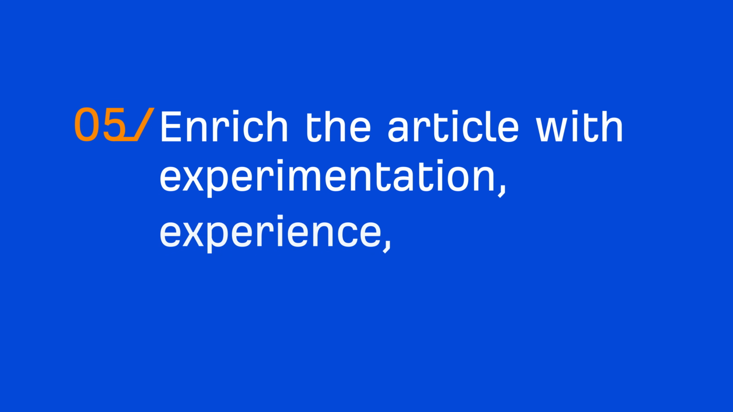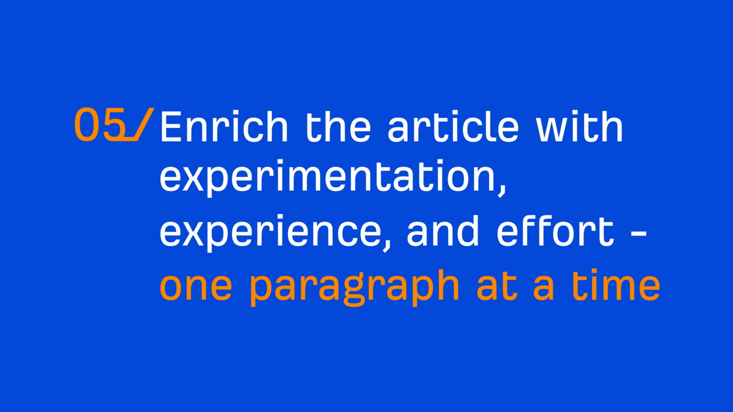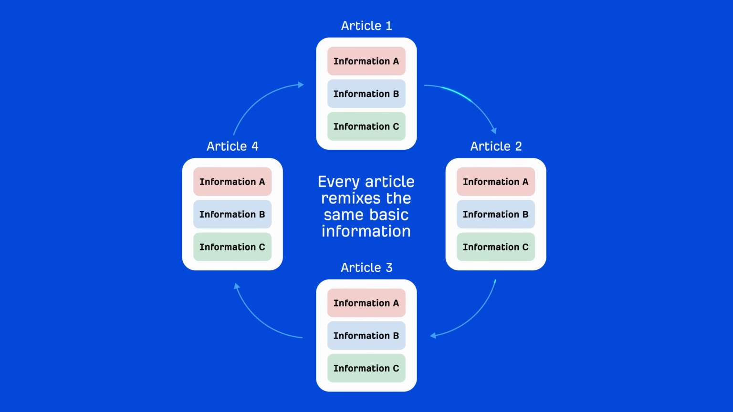Okay, the title and article outline are all set. We're now ready for step 5. Enrich the article with experimentation, experience, and effort, one paragraph at a time. And the reason we're recommending this is because most content today is arbitrary, simply moving information from one place to another.